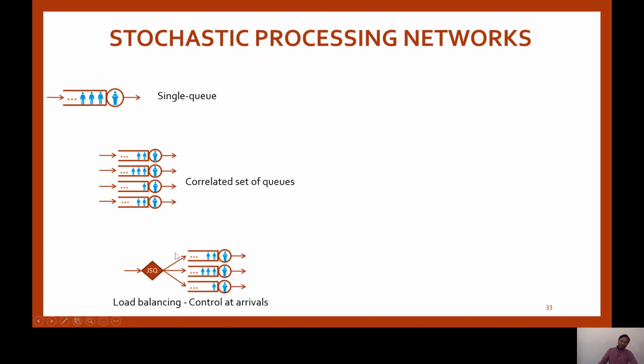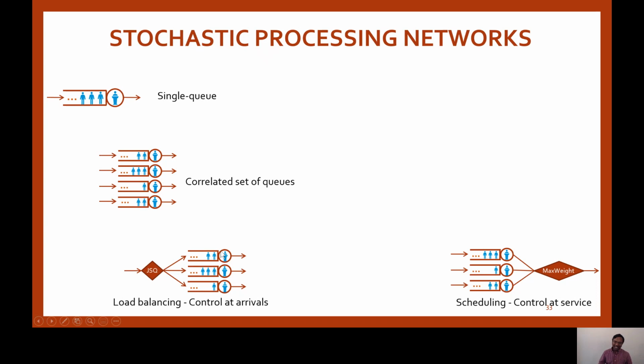Or maybe you have a bunch of single server queues, but the arrivals are correlated because of your choice. So you have a single stream of arrivals. You get to choose which queue you send them to. And then you have to do this to minimize delay. This is called the load balancing problem. So you control the arrivals and your control introduces correlations across these queues. Or maybe the arrivals are independent, but you have a control on the service.